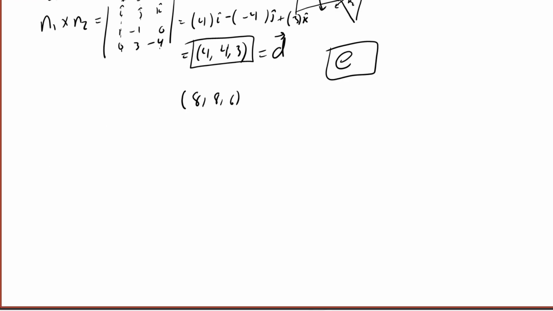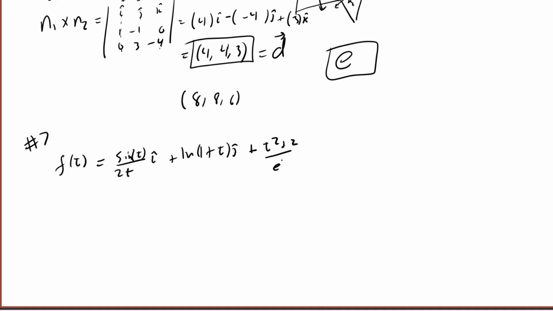Okay, finally, the last one is fairly simple. We have f of t equals sine of t over 2t i hat plus ln of 1 plus t j hat plus t squared plus 2 over e to the 2t k hat, and we want to evaluate the limit as t goes to 0 of f of t.